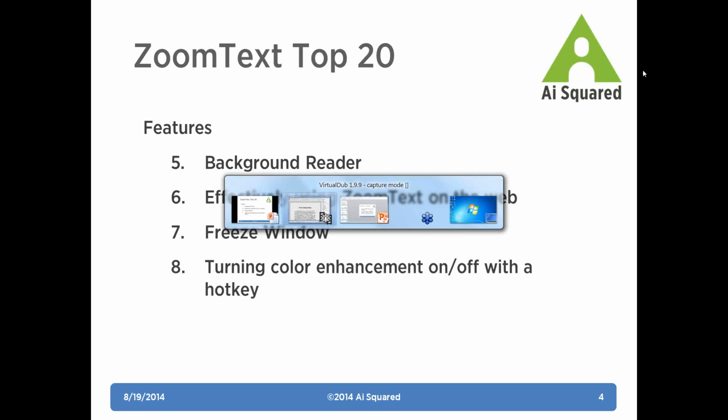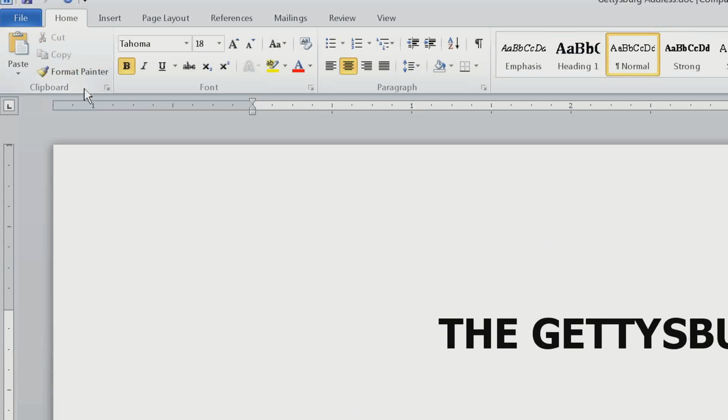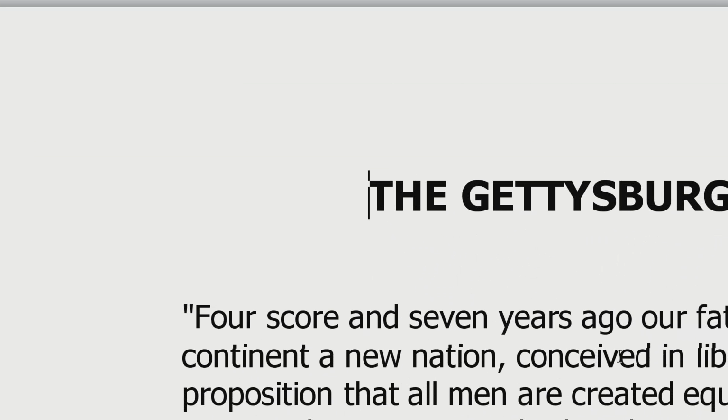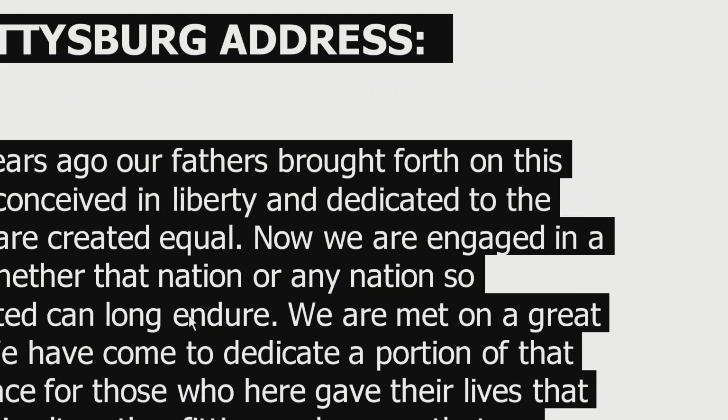All right, so let's get back to our live demonstration here. Okay, so background reader. Let's use this Word document here. Let's turn ZoomText back on. ZoomText enabled. Okay, so what I'm going to do here is teach you a couple handy hotkeys that will help you speed up your efficiency even more. I'm going to select all of the text in this article, and copy it to my clipboard using Control-C.